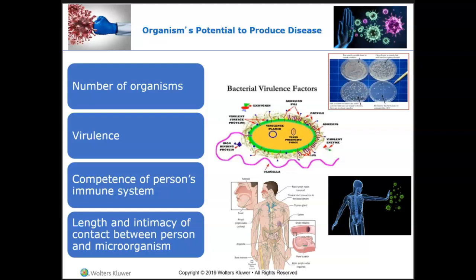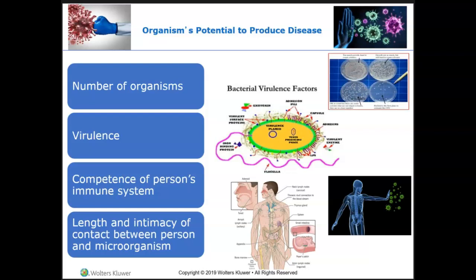The virulence factor, how strong is the virus? It's called the virulence factor. And that means how big of a disease the organism is able to cause, right? So like COVID was very virulent. It was very, very strong, and caused a lot of problems for a lot of people and killed hundreds of thousands, millions of people worldwide.